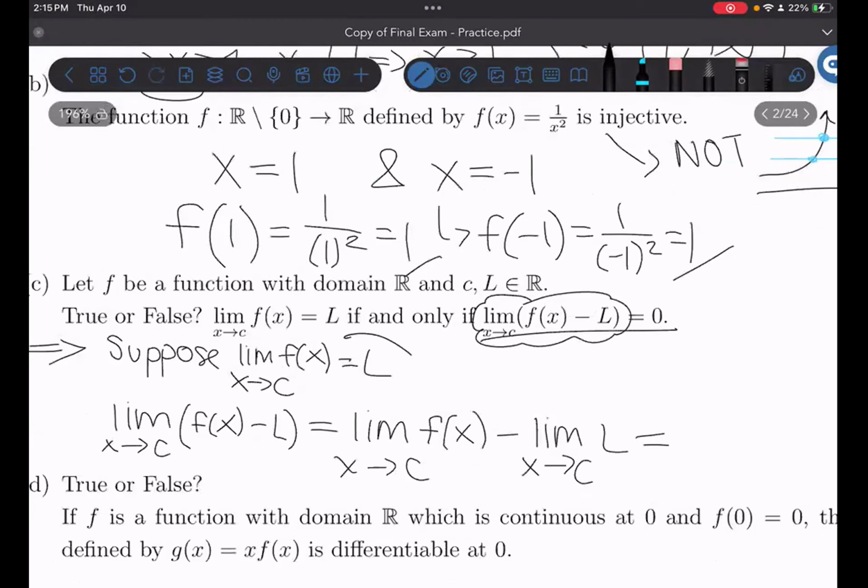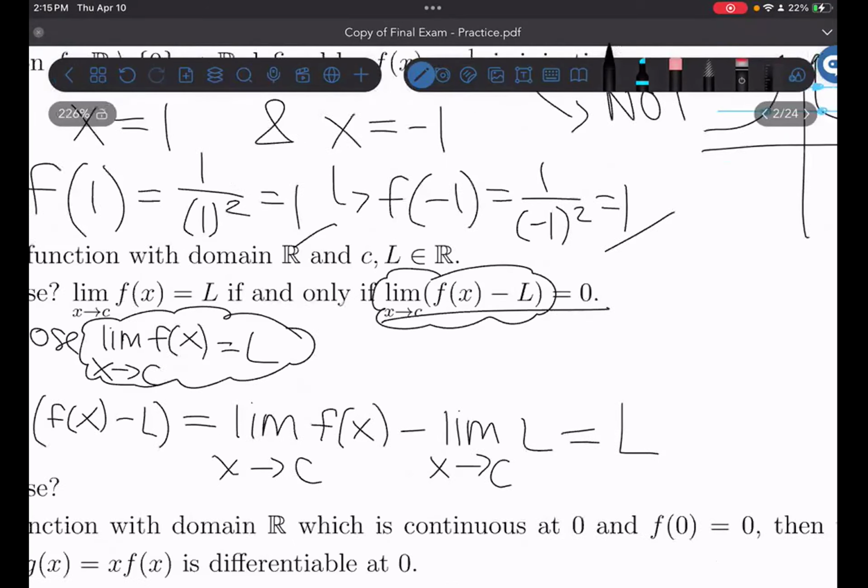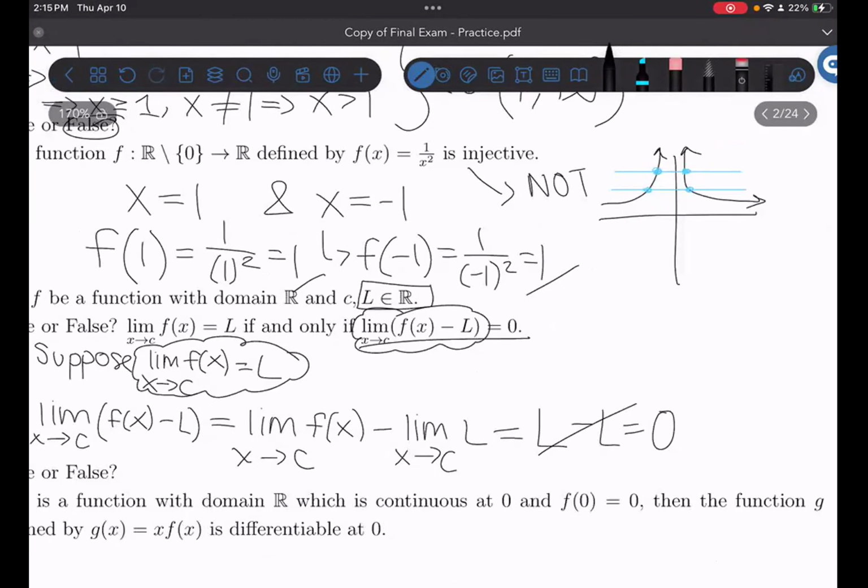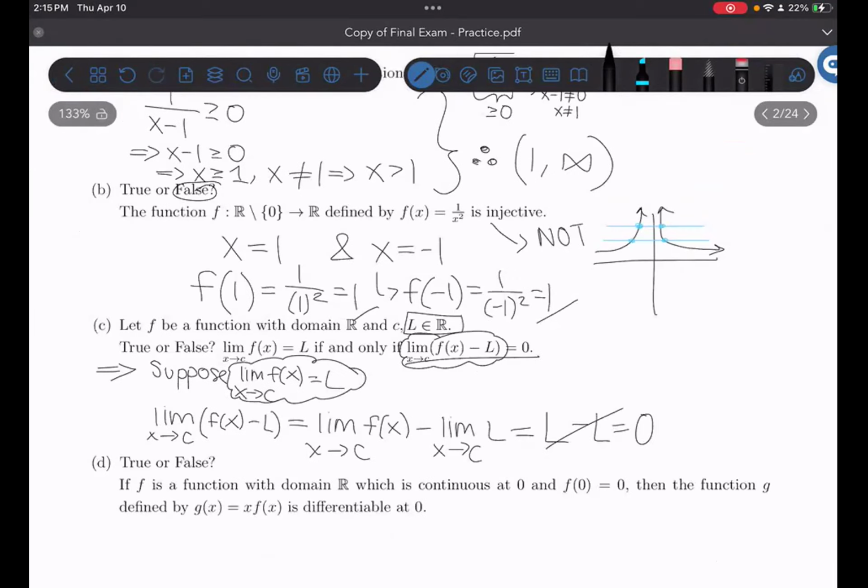Since we said that the limit of f of x as x approaches c equals L, then we know that it's L. And we know that the limit of a constant is just the constant, because our L belongs to the real numbers. So it's minus L, and that cancels out and gives me 0. So in the forwards direction, it is true. All right, so let's check in the backwards direction.